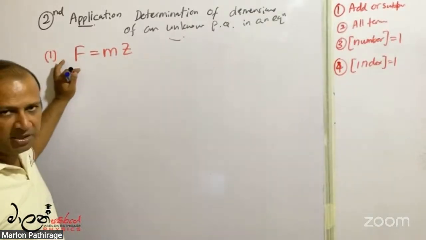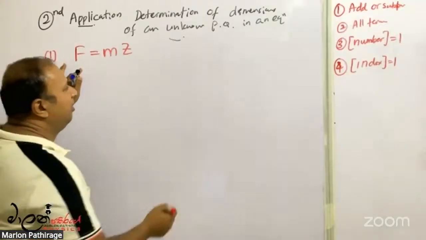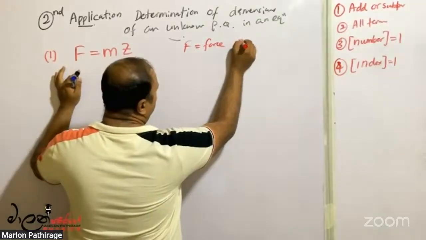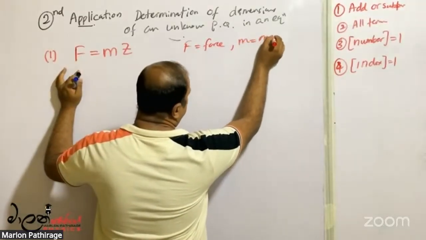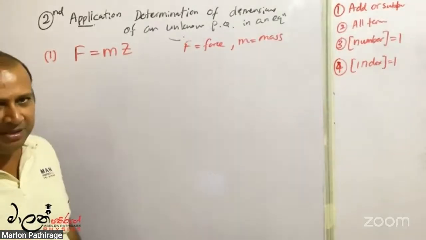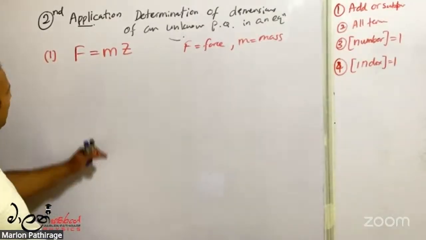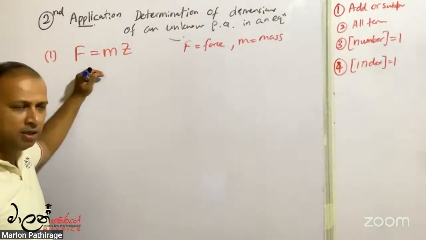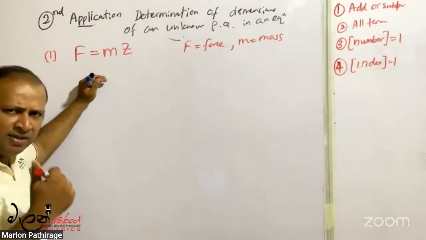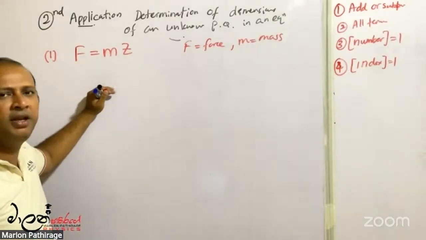F equals ma. You are given F as force, m as mass. Then you need to determine Z. Z is acceleration. Anyway, you need to determine a. Now this is a single term equation. If you are given a single term equation, then subject the corresponding physical quantity.